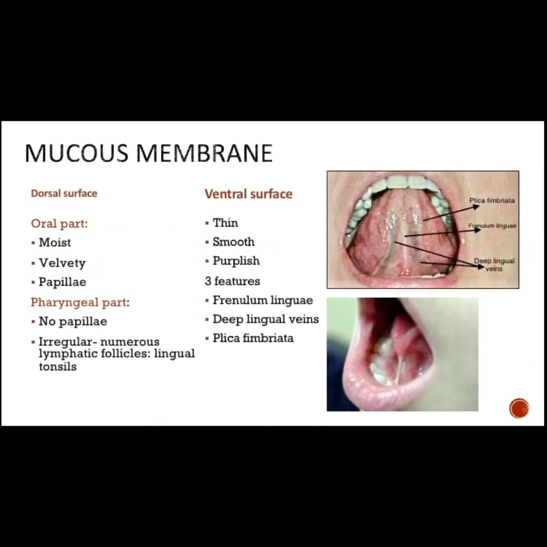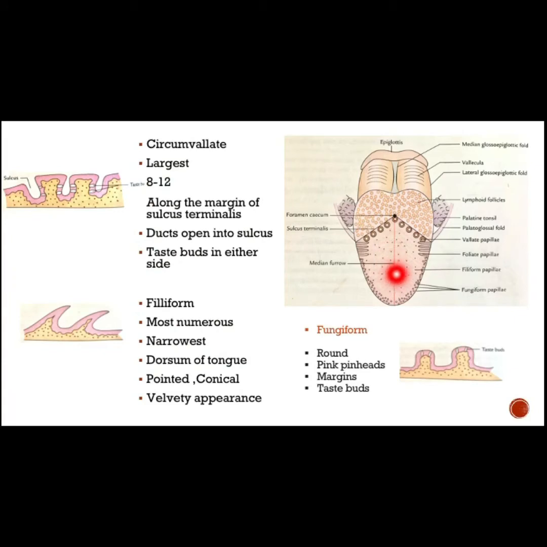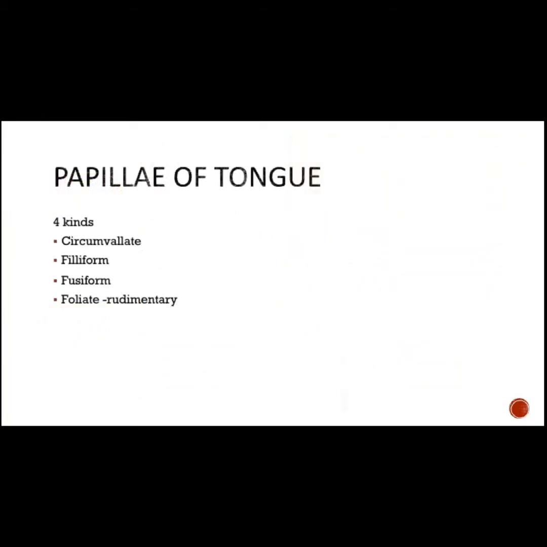Now let's talk about the mucous membrane. Mucous membrane of the oral part of the dorsal surface is moist, velvety and has numerous papillae, whereas the pharyngeal part is devoid of papillae and is irregular due to numerous lymphatic follicles called the lingual tonsil. In this picture, you can see that the oral surface has various papillae due to which it appears velvety and moist, whereas the pharyngeal part is devoid of papillae and appears irregular due to numerous lymphatic follicles.